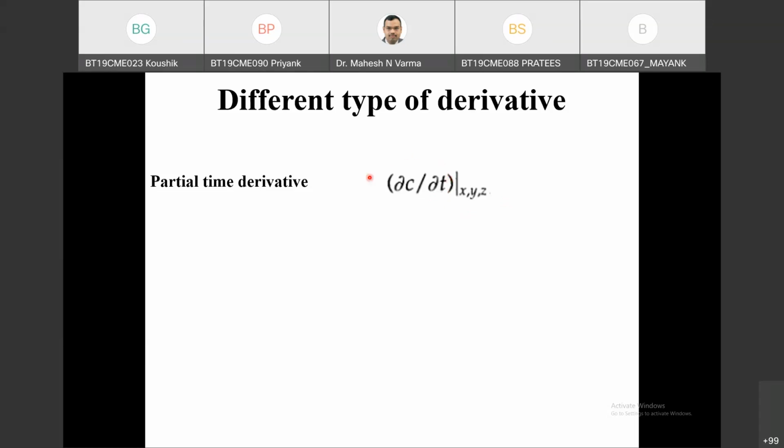That measurement is called a partial time derivative, because you are measuring just with respect to time, keeping all other parameters constant. Physically, there are 4 dimensions: 3 are geometric dimensions, and the 4th dimension is time. So I am measuring with respect to time, keeping xyz constant. Hence, it is called a partial time derivative. This is a time derivative, but it is partial.